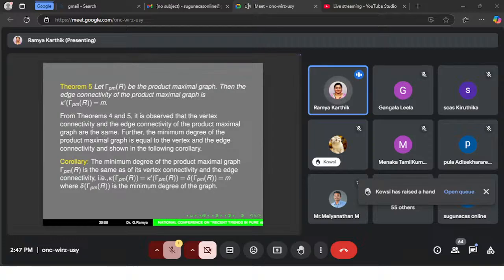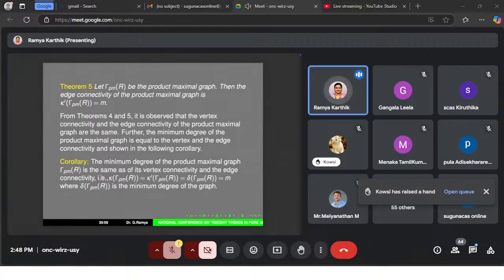And next one, edge connectivity. Edge connectivity is similar to vertex connectivity. If you remove some edges from the graph, it becomes disconnected. Okay, so the edge connectivity of the product maximal graph is also m here. If you remove m edges from the graph, it becomes disconnected.